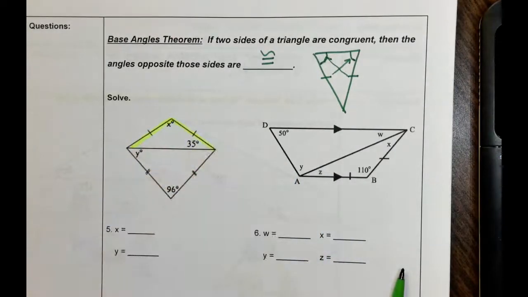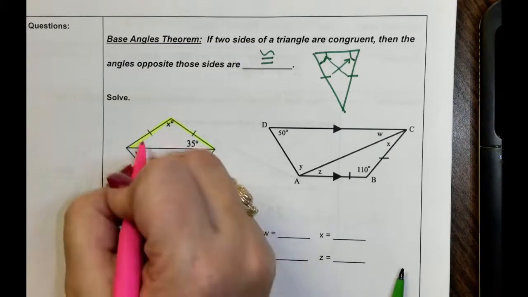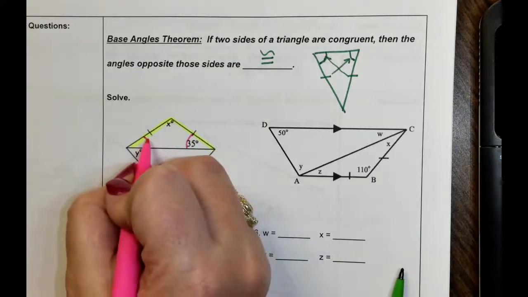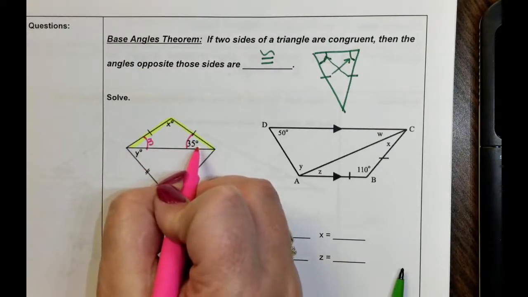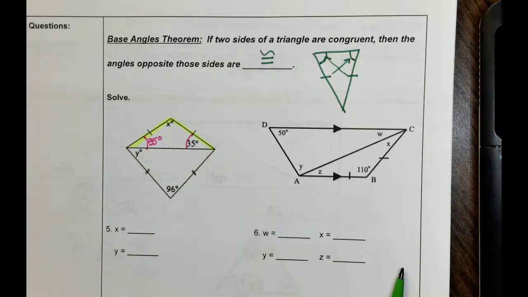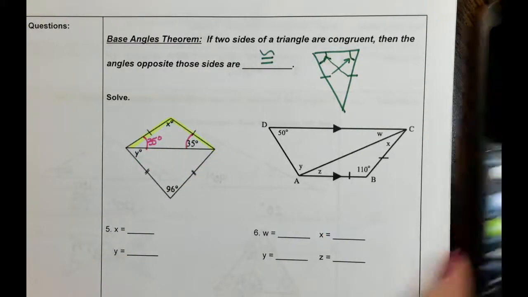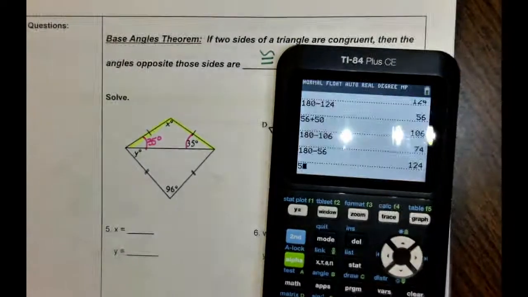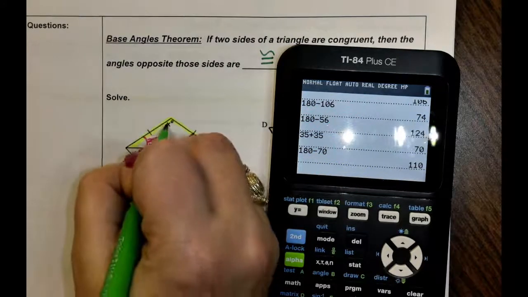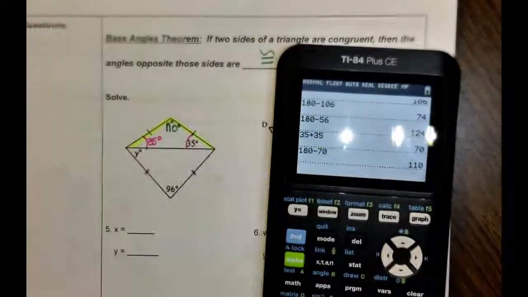Those two sides are congruent. If those two sides are congruent, that automatically means that these are my base angles and they have to be congruent, which means since that angle is 35, this angle is 35. So every triangle adds up to 180. I have 35 and 35. That's 70, and 180 minus 70 is 110. So angle X is 110 degrees.